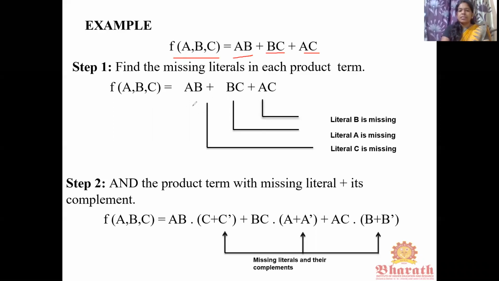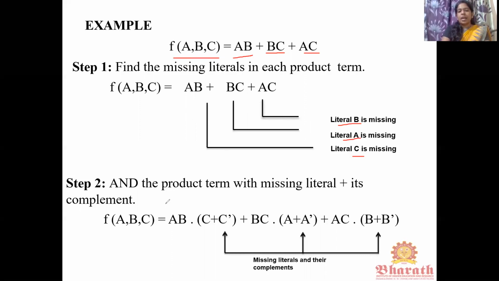C is missing. So just to mention, literal C is missing over here. Then in BC, literal A is missing. In AC, literal B is missing. So this is the first step. We have to identify the missing literals in each and every term.